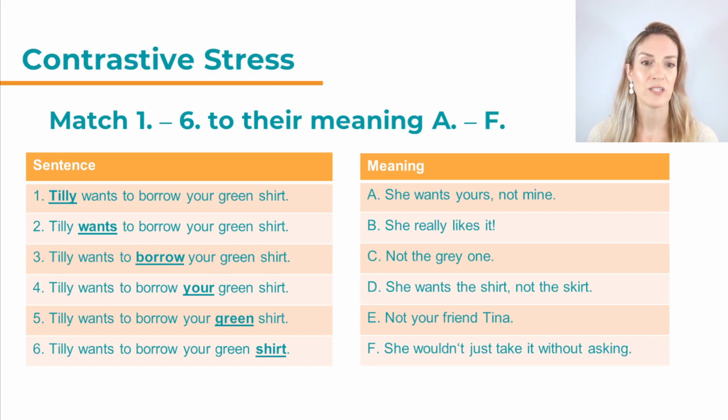A, she wants yours, not mine. B, she really likes it. C, not the grey one. D, she wants the shirt, not the skirt. E, not your friend Tina. And F, she wouldn't just take it without asking.